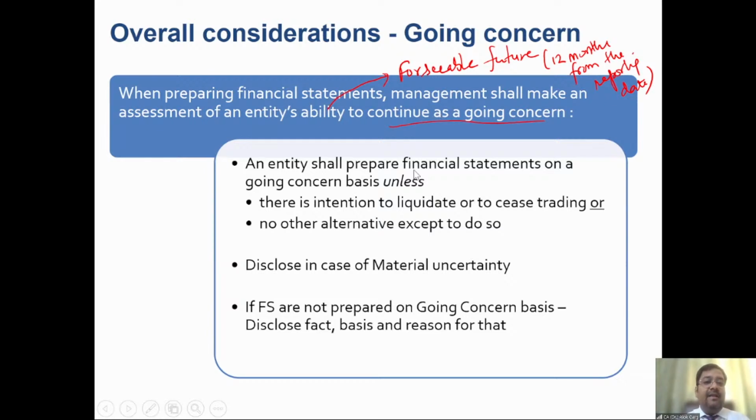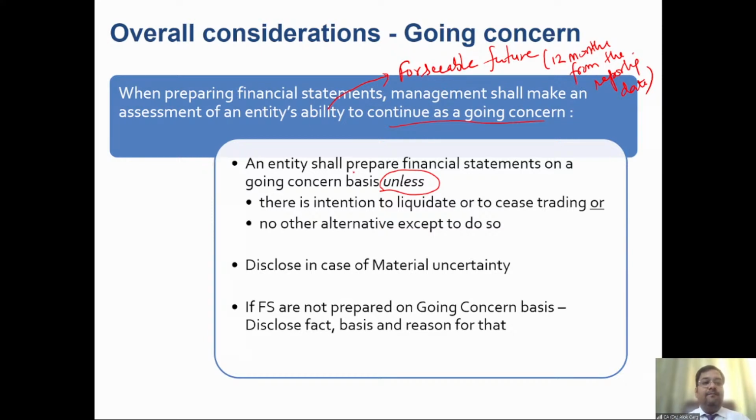Okay. So an entity shall prepare financial statements on a going concern basis, right? Unless. So when will it not be prepared on a going concern basis? When there is an intention to liquidate, the entity wants to liquidate the business. If the entity itself wants to liquidate the business, of course, then the financial statements will not be prepared on a going concern basis. Or the entity wants to cease trading. Even in that case, the financial statements will not be prepared on a going concern basis, or there is no other alternative except to do so. The entity does not have any alternative except to shut down the business.